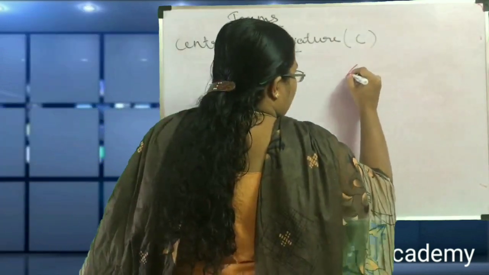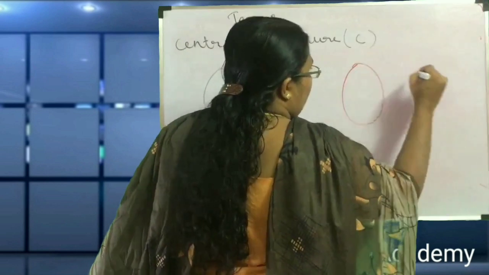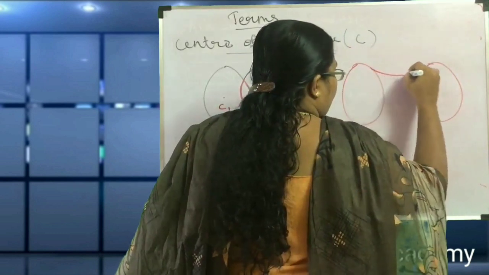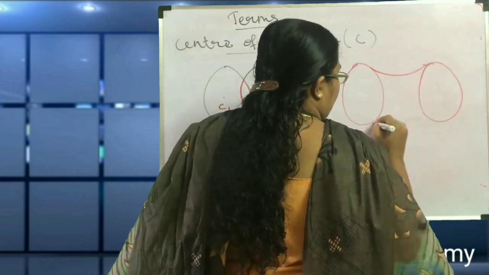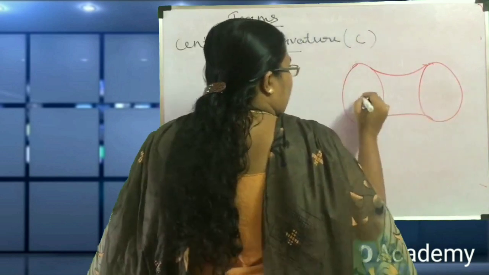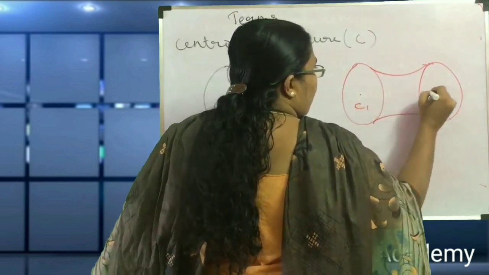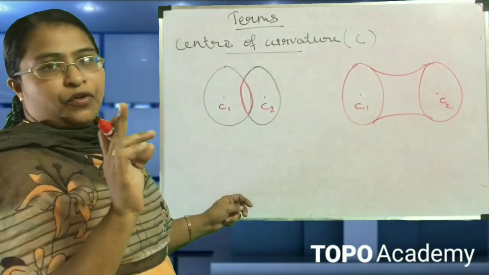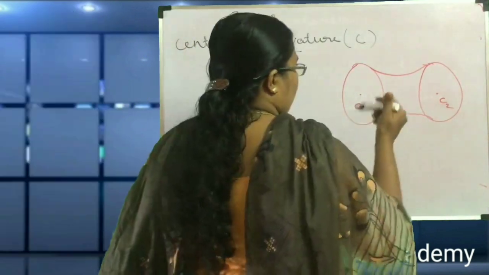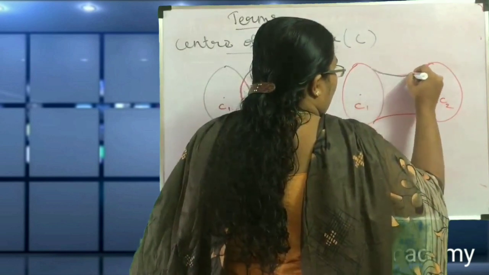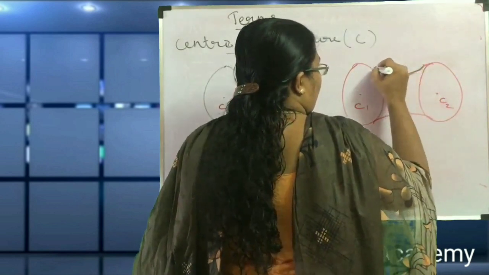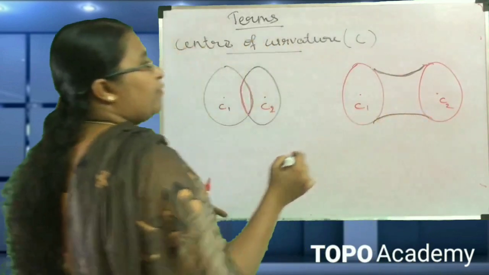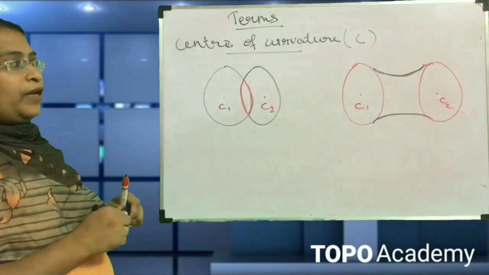For a concave lens, also two circles are there. This is the center of curvature of the circle and this is the center of curvature of the circle. So there are two centers of curvature for a lens, C1 and C2. This is the concave lens.